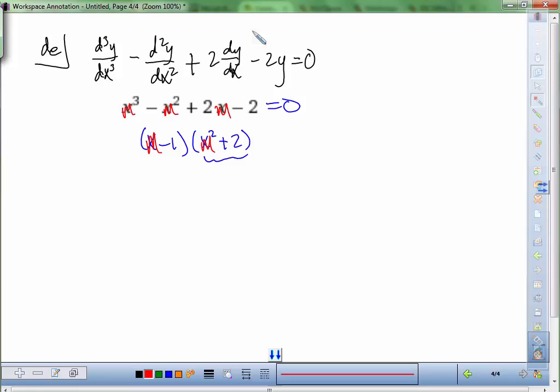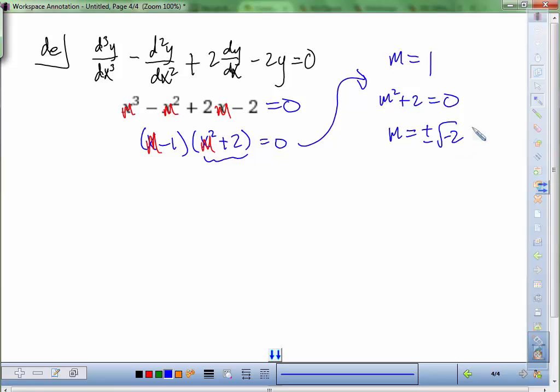because technically x is our independent variable from our differential equation. So if you were to solve for this, we have our roots m is equal to 1 from that first one, but then the second one you can't factor, so m squared plus 2 is equal to 0, and if you bring the 2 over and take the square root, you're going to have the plus and minus square root of negative 2, and that negative under the square root means it's an imaginary number.